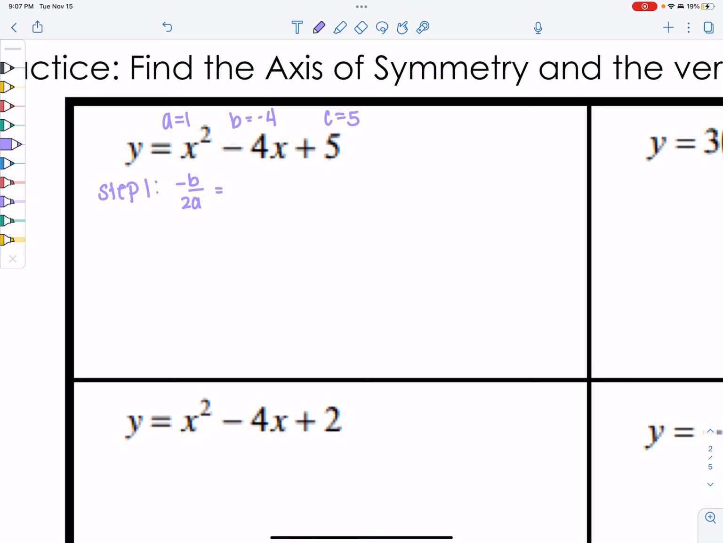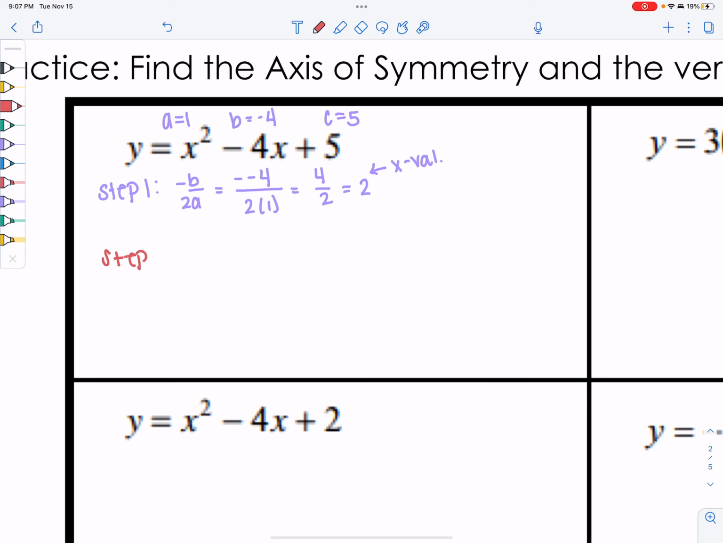So negative b is going to be negative 4, which is going to be positive 4 over 2 times a. So I've got 4 over 2, which is 2. That is going to be the x value in my vertex. Okay, well, vertex is a point, so I need a y value.